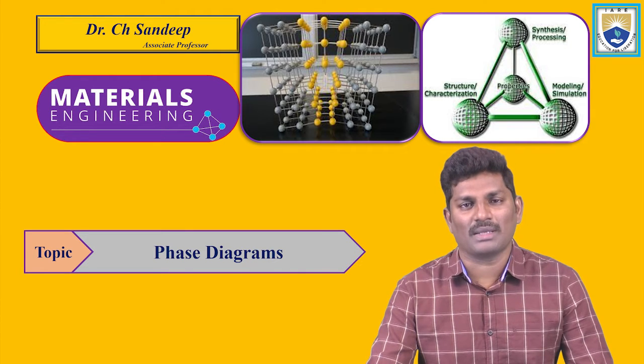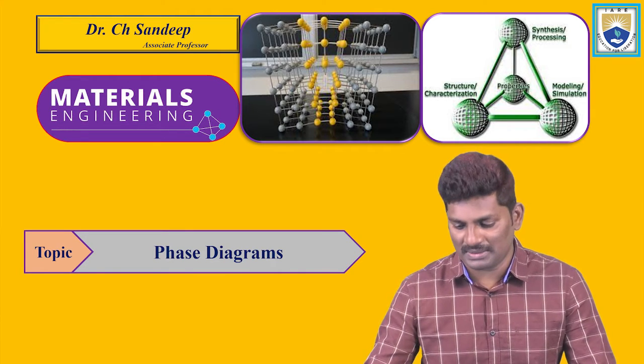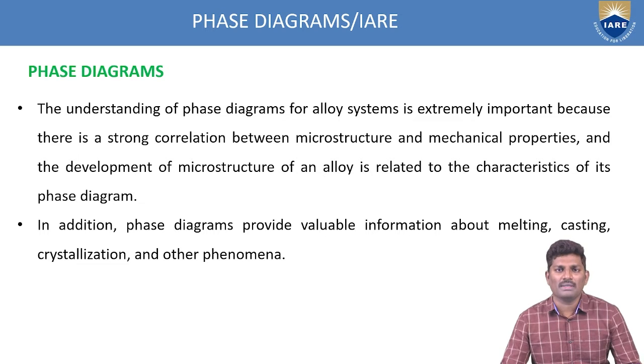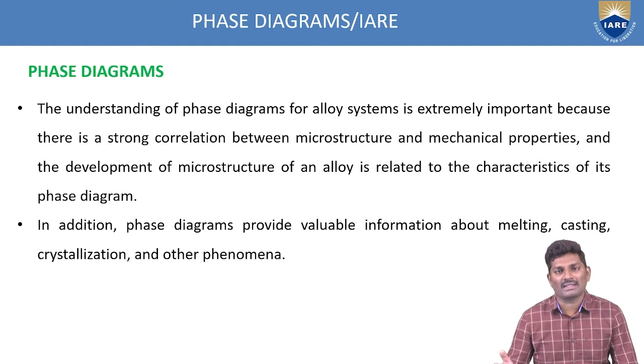Today we are going to discuss phase diagrams. So what is the importance of a phase diagram? This phase diagram is very important in identifying the characteristics of any material. Suppose there is a given metal and you want to find out its characteristics and properties, and the correlation between the properties and the characteristics of the metal can be identified with the help of a phase diagram.